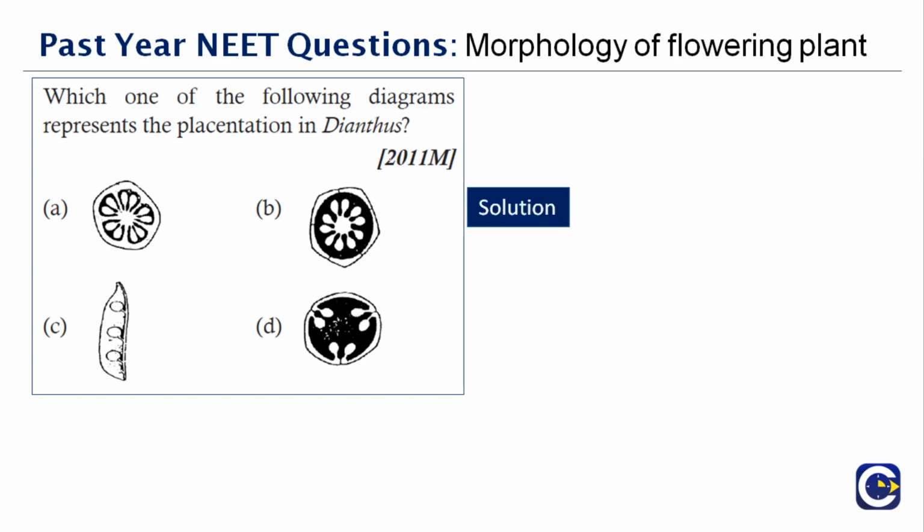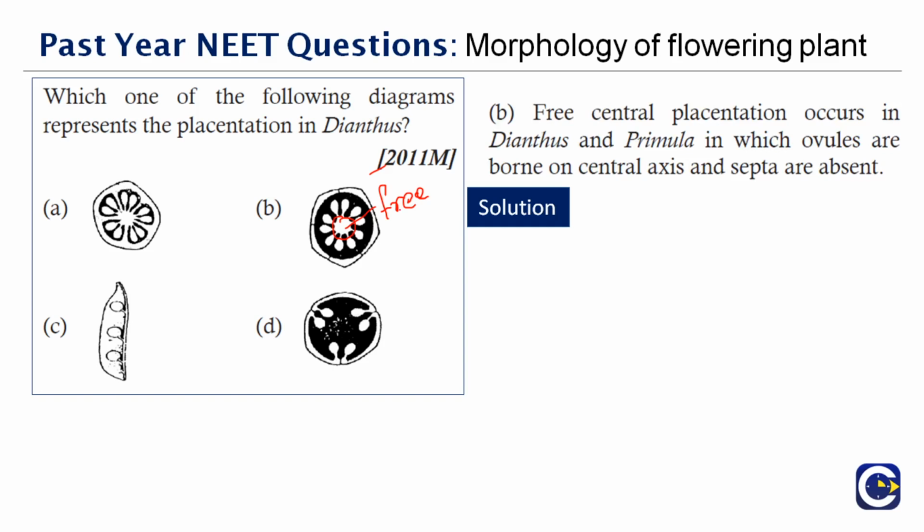Okay, fine, we have 4 diagrams here. So if you look at option C, it is visible it is not Dianthus, this is not Dianthus, and this is not Dianthus. The right answer is option B. Free central placentation occurs in, that is the central part, it's free. Free central placentation occurs in Dianthus and Primula, in which ovules are borne on the central axis and septa is supposed to be absent. Therefore, the right answer to this question is option B. Okay, so this is how it is represented. It has a free central placentation.